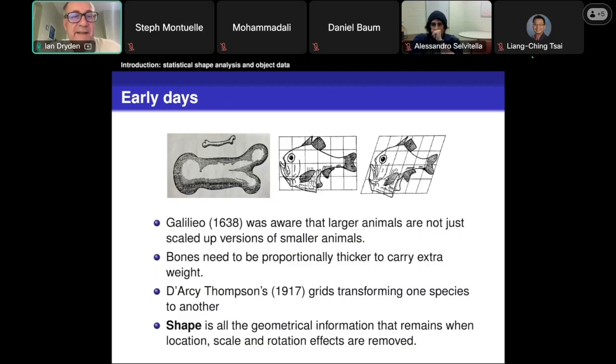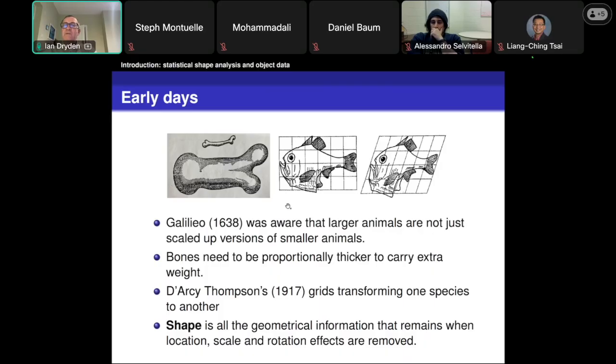Looking at early days, Galileo had the realization that larger animals are not just scaled up versions of smaller animals. The bone for the larger animal here has to be proportionally thicker to carry the extra weight of the animal. So there's a shape change going from the smaller bone to the bigger bone.